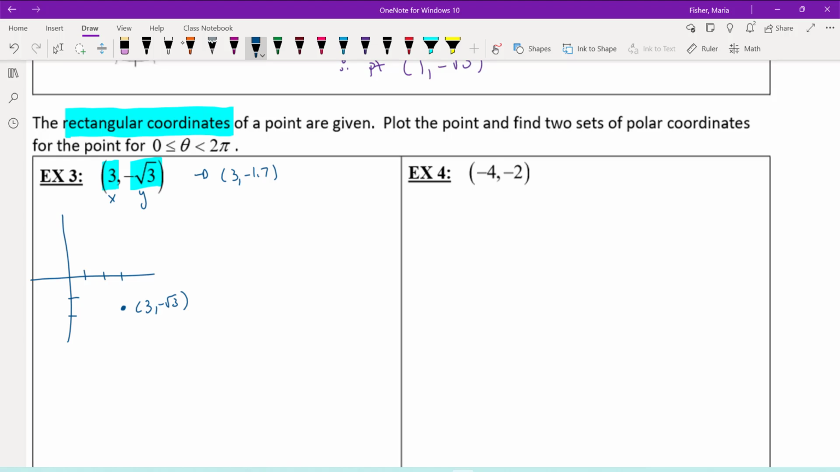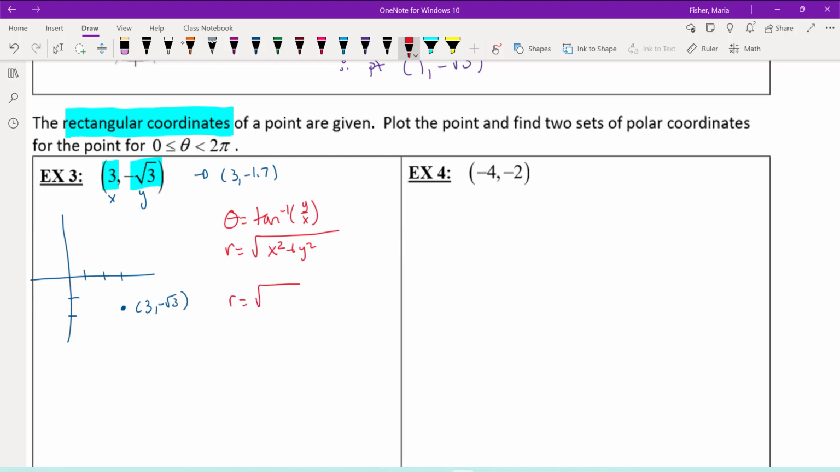Well, how do I go from rectangular to polar? I use these formulas. I use the formula that theta is equal to the inverse tangent of y over x, and I use that r is equal to the square root of x squared plus y squared. Let's go for the easy one first. Let's start by finding r.